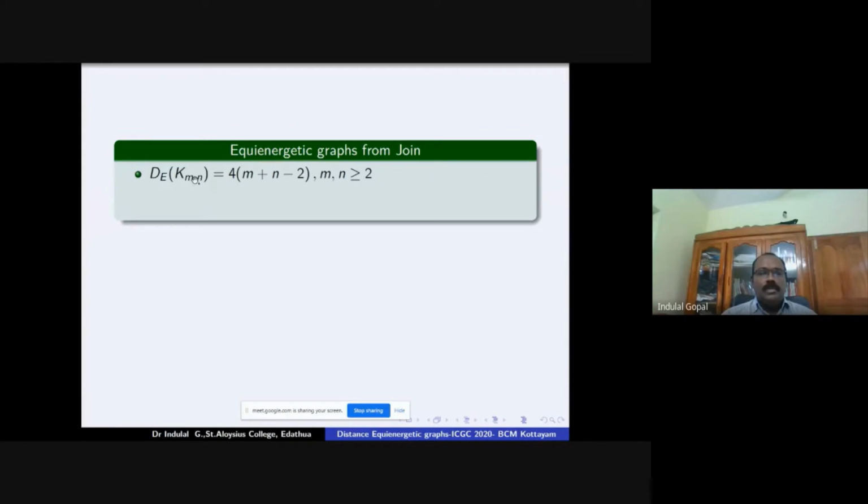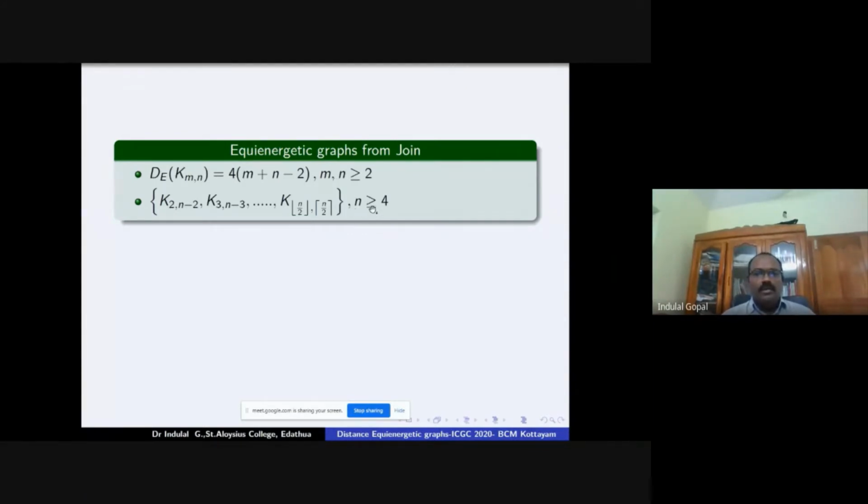Surprisingly, it does not depend upon any particular eigenvalue of K_{m,n}, but only on the parameters m and n. So for constant m plus n, with m and n greater than or equal to 2, the complete bipartite graph K_{m,n} can provide a family of distance equi-energetic graphs. And this is a family of distance equi-energetic graphs from the complete bipartite graph.